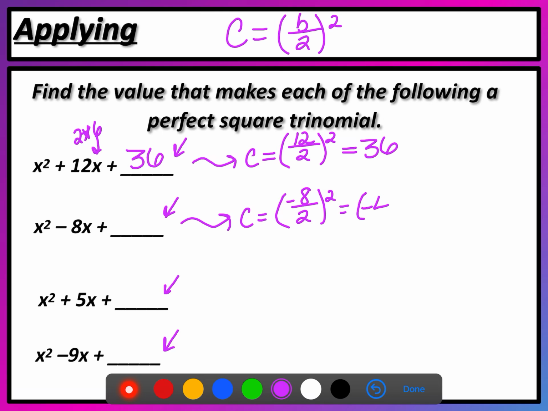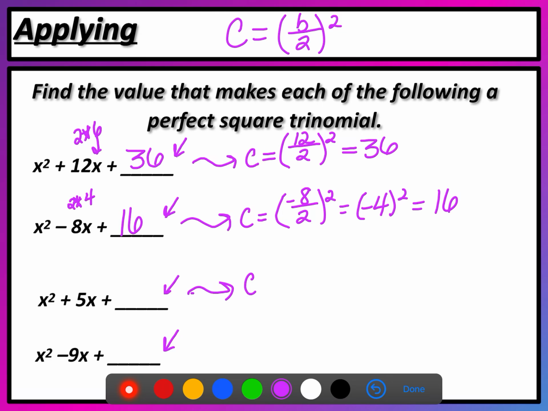Negative 8 over 2 squared. So this is a negative 4 squared using parentheses. Okay, we get positive 16 when we square that. We know 16 is a perfect square. The square root of that is 4. 2 times 4 equals 8, which is my middle term. Again, this is checking out.